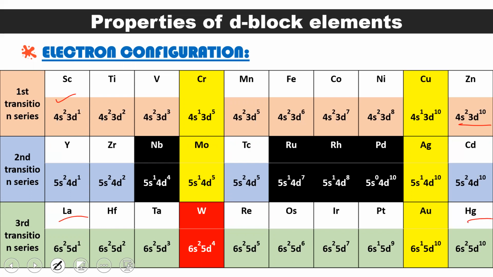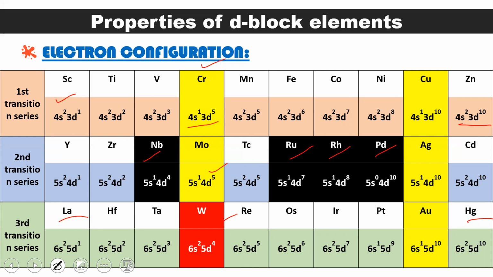If you observe the electron configuration for the D block elements, they show different types of electron configuration. Some are indicated with a different color. See this one, the chromium column. They show a different electron configuration compared with the previous elements. As well as niobium, ruthenium, rhodium, palladium, and also tungsten. These are some elements that show different types of electron configurations.